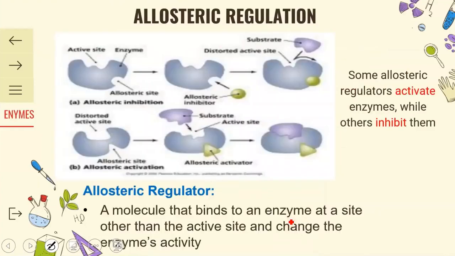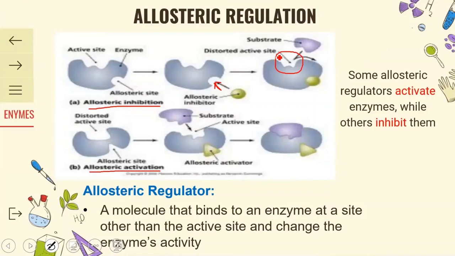Allosteric inhibitor is involved in allosteric inhibition. However, allosteric activator is involved in allosteric activation. So first, the allosteric inhibitor binds to the allosteric site, and then it causes changes in the shape of the enzyme, and the shape of the active site also changes, so that the substrate cannot bind at the active site.